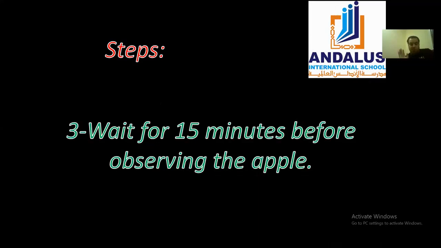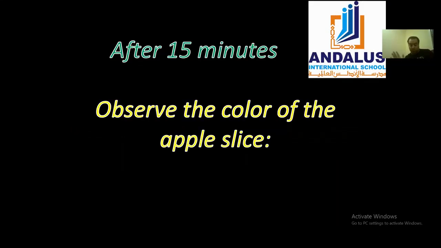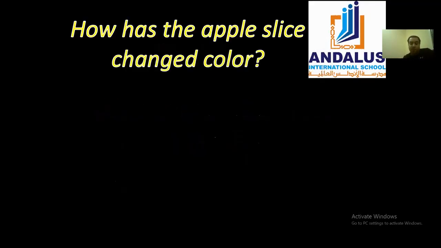Our question: we waited and we're now observing. We have observed the apple slices. Now observe the color. It changed into brown, right? I'm sure that your slices as well changed into brown. Now, how has the apple slice changed its color? How? You have some time to think. Pause the video or don't click until you give me your answer.